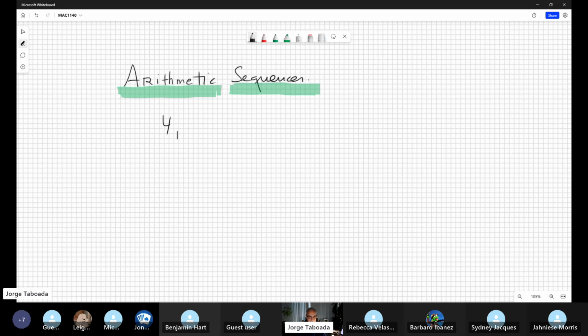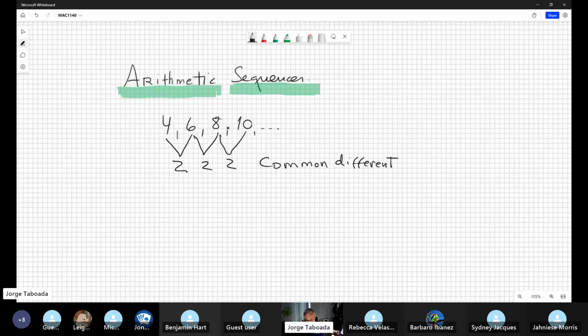Suppose that the sequence is 4, 6, 8, 10, and it continues the same way. To classify this sequence, you subtract: 6 minus 4 is 2, 8 minus 6 is 2, 10 minus 8 is 2. Wow, and 2 is the common difference. The difference is equal to a constant, 2, 2, 2, or 3, 3, 3, or 4, 4, 4. So you classify it as an arithmetic sequence. So what are the formulas?